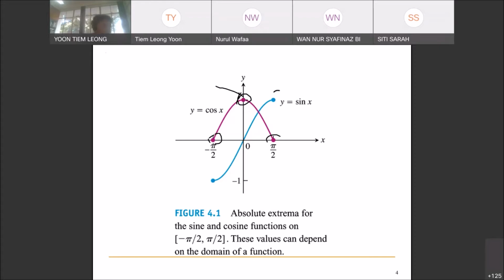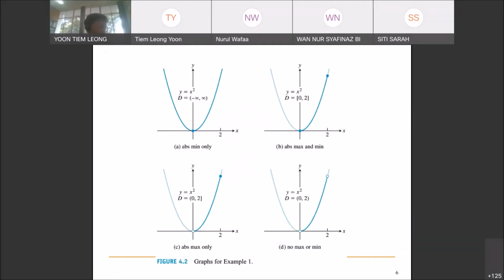So for a sine, this is the absolute maximum, this is the absolute minimum, and this is a special case where the maximum and the minimum are well defined for a function within a closed interval. There are also some other complicated situations like this one, where you may not have an absolute maximum or absolute minimum within the domain of the function.